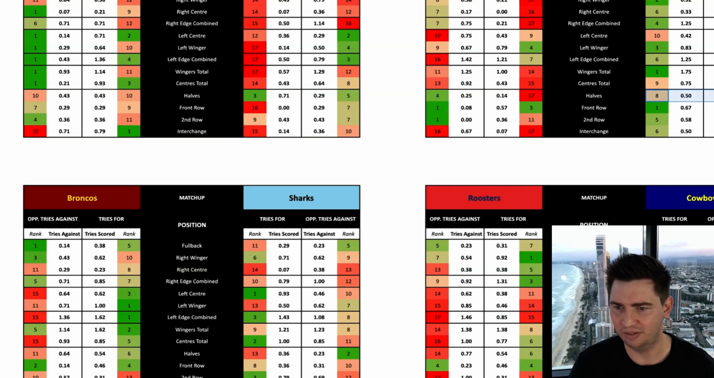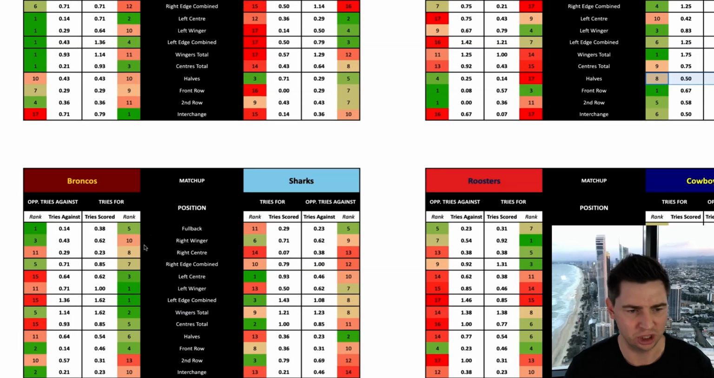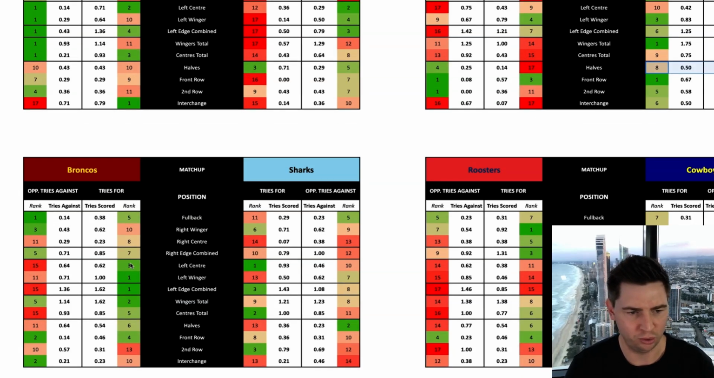Broncos versus Sharks. This is the first game on Sunday. Firstly, for the Broncos, I think they're going to need to go down the left edge to find points against the Sharks side, and that sets up well for them. They're the number 1 left edge attack, and the Sharks ranked 15th at defending that side of the field.